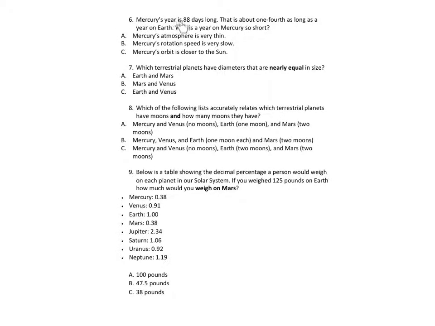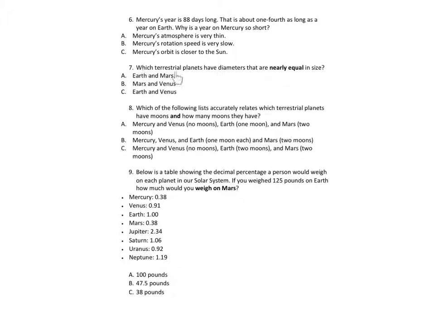Number 6. Mercury's year is 88 days long. That is about a fourth as long as a year on Earth. Why is a year on Mercury so short? A. Mercury's atmosphere is very thin. B. Mercury's rotation speed is very slow. C. Mercury's orbit is closer to the Sun.